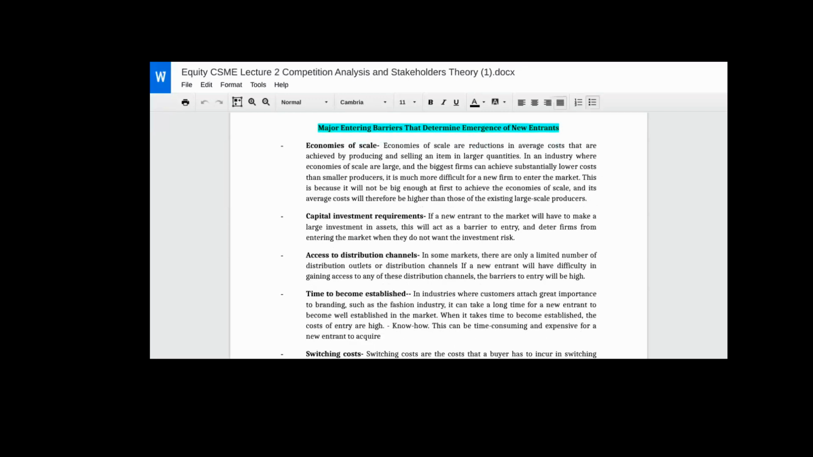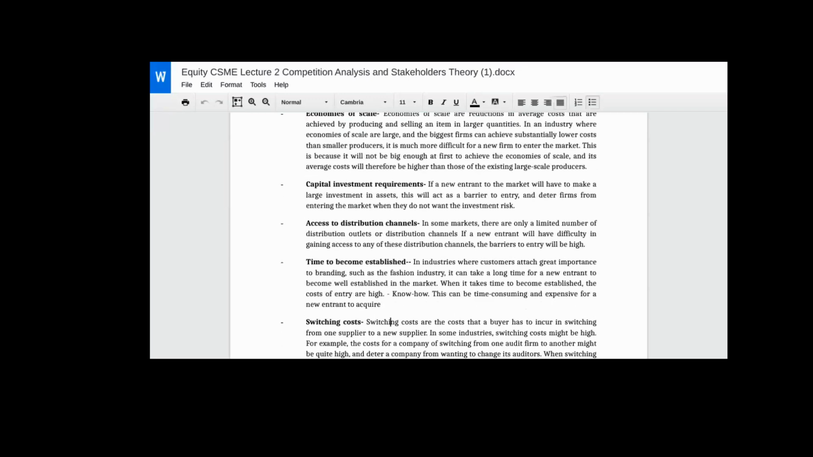Next to that is switching costs. I mentioned this once. The switching cost means the price at which the new entrant that is coming to launch their new product wants to sell.